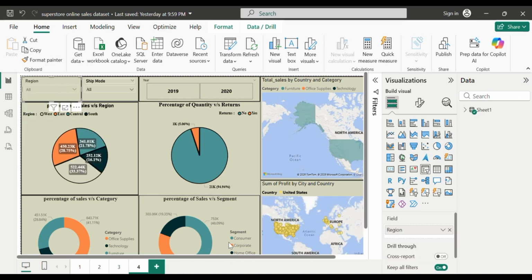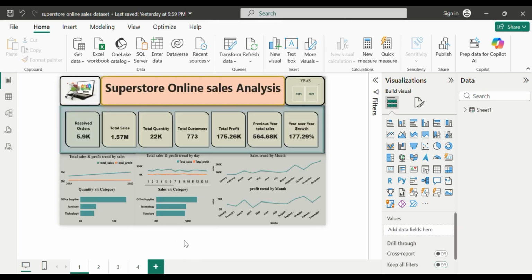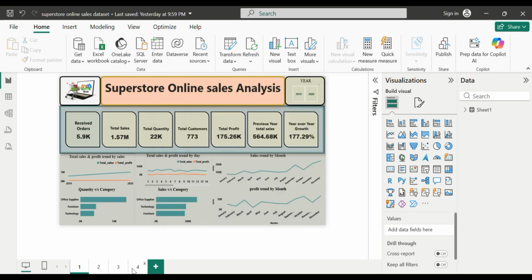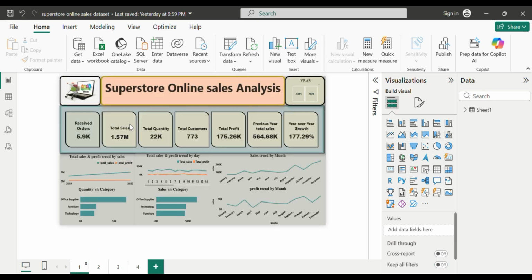Okay. This is the dashboard creation information. Then why is this shown when you log in? This Power BI Premium is not allowed for maps. That's why I am not logging in. Now I will log into this.